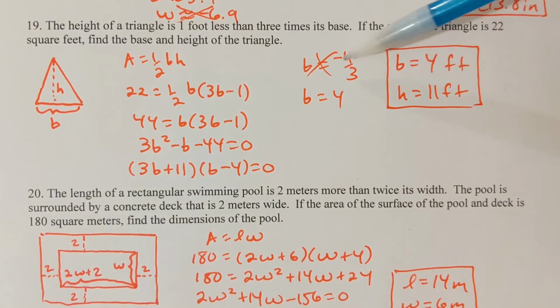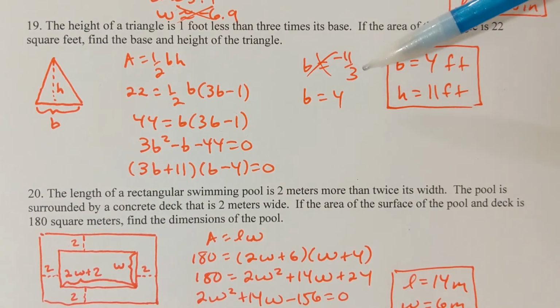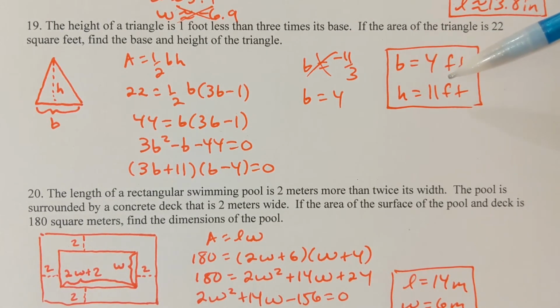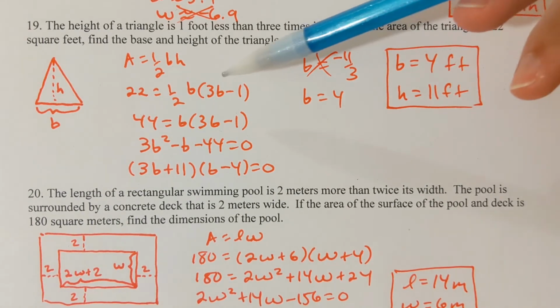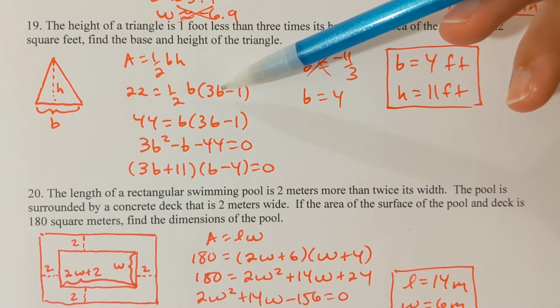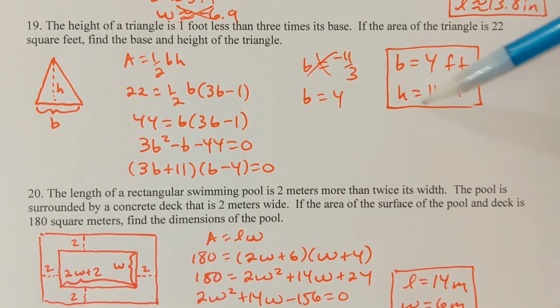b is the base of the triangle. That can't be a negative number. That makes no sense. So throw away the negative there. And it looks like the base of this triangle would be 4 feet. And the height would be 3 times that number minus 1. Okay, so 3 times 4 is 12, minus 1 is 11 feet.